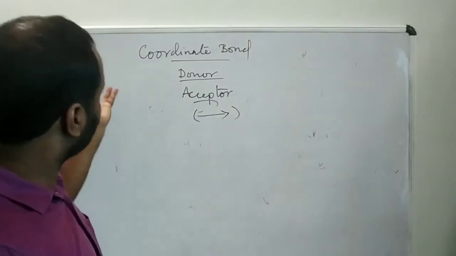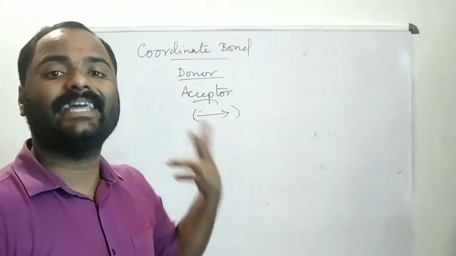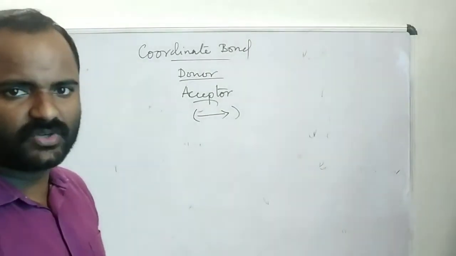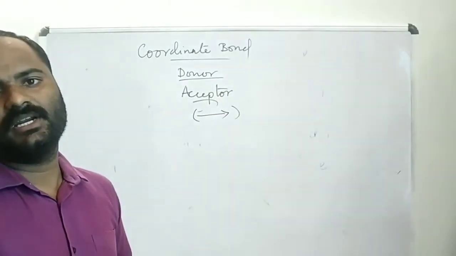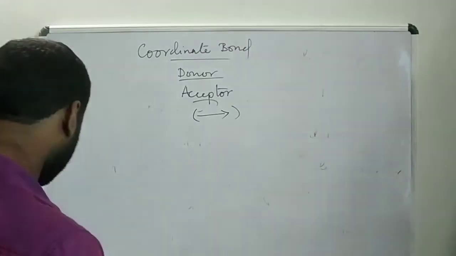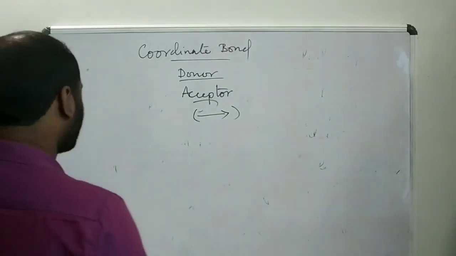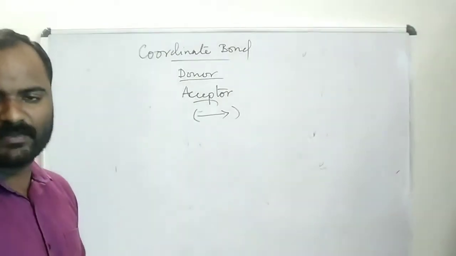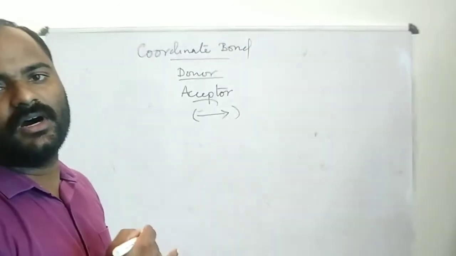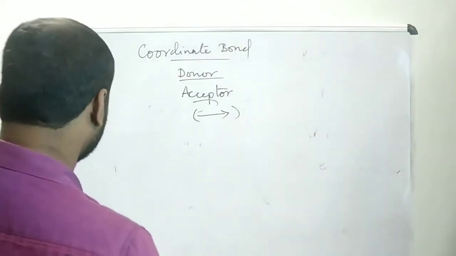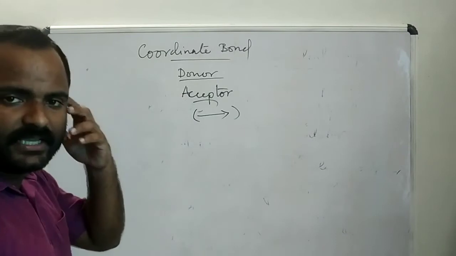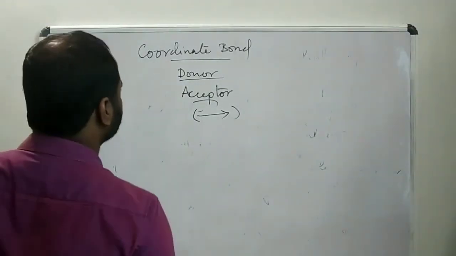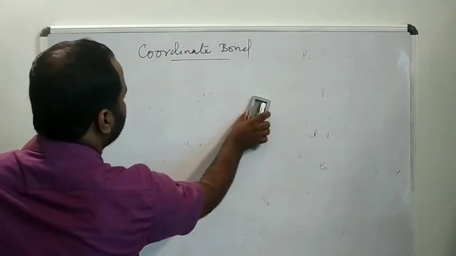It is also known as coordinate covalent bond, dative bond, semipolar bond, or donor acceptor bond. It has many names. So it is bonding by electron pair donation. Clear? So we can discuss one example, the formation of ammonium.